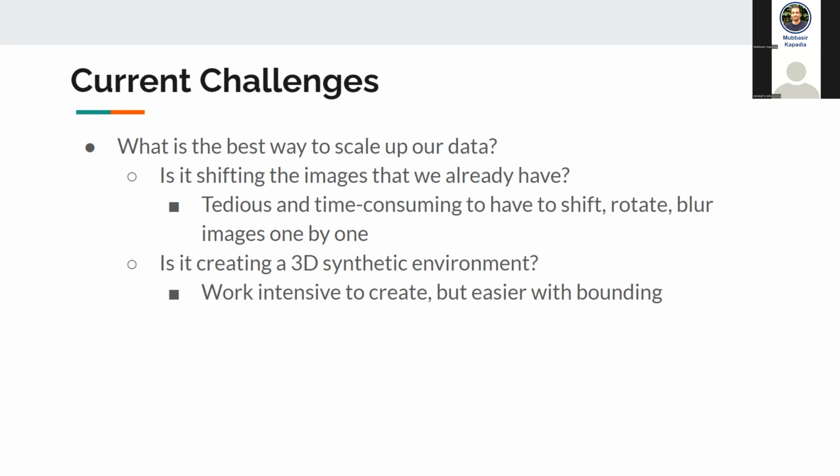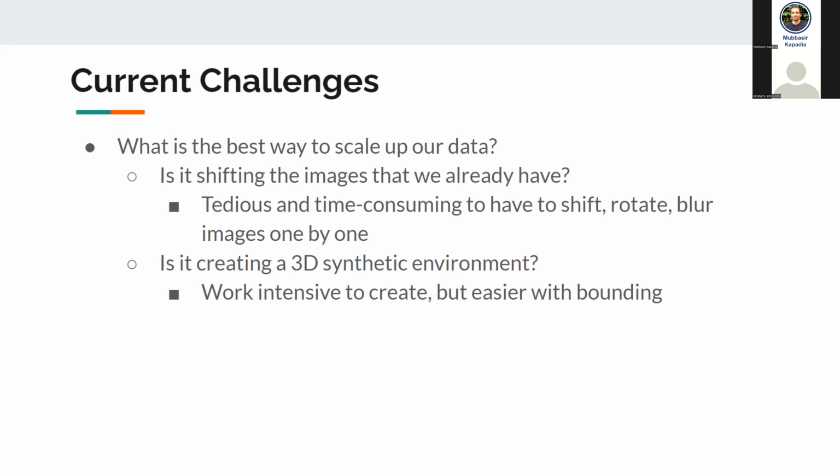The first way that we talked about is shifting the images. This could be rotating, flipping left and right, up and down, or blurring the images. The con with this is that we would have to do this one by one. It would be incredibly tedious and time consuming. And on top of that, we would have to go through and do the bounding on each of these images again. The other option that we had was creating a 3D synthetic environment, which Ken mentioned as well.